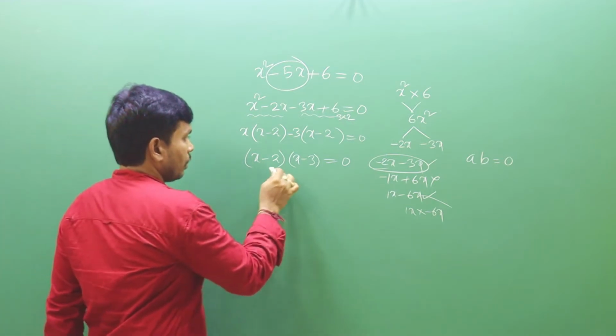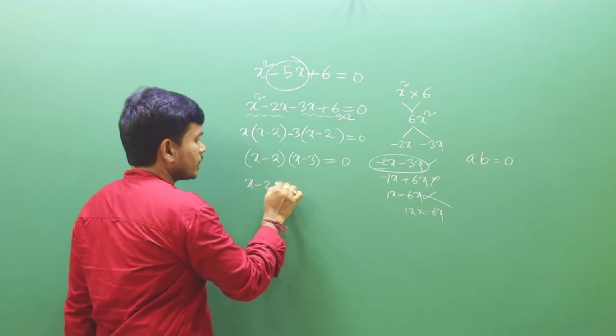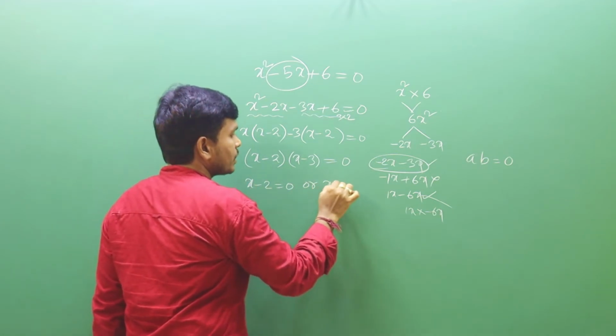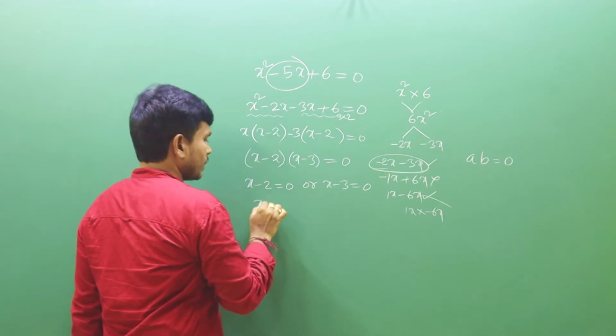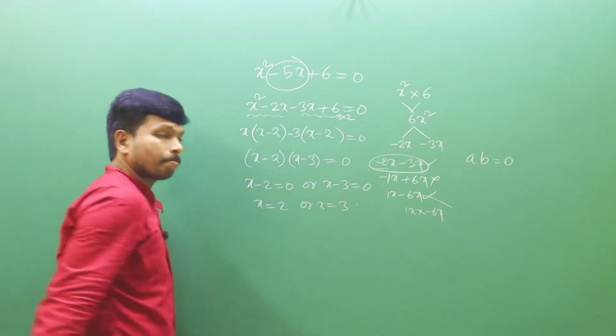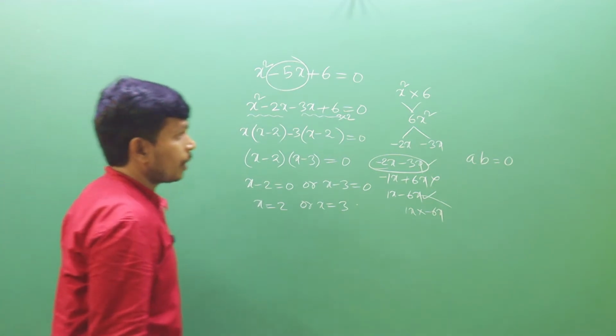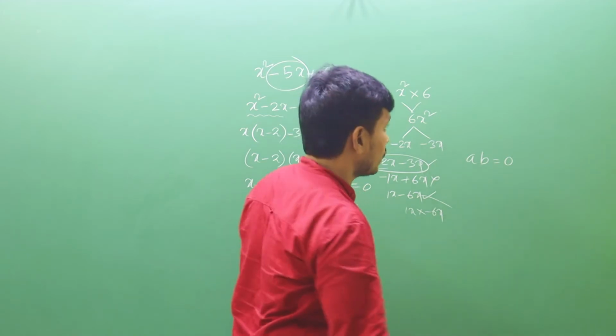So now the product of two expressions is 0, then the first one is 0 or the second one is 0. So what is the x value? The x value is 2 or the x value is 3. Okay, nice. One more problem I am giving you, ready to say.